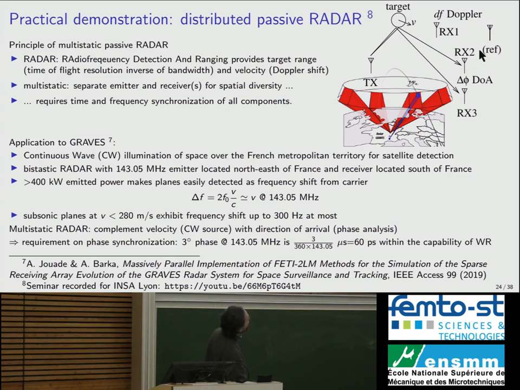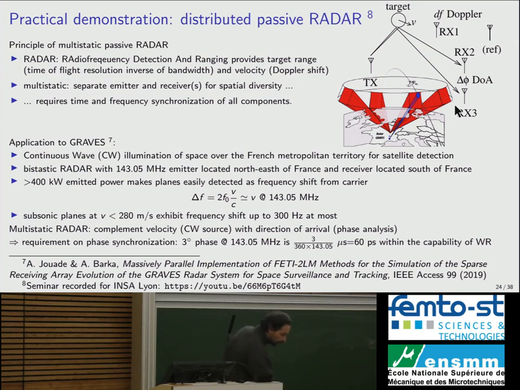And if you want to have direction of arrival on a continuous wave system, you need to have multiple antennas. If you want multiple antennas that are spatially separated and you want to synchronize them, you need something like White Rabbit. Because we're at 143 megahertz, that's an 8 nanosecond period. So if you want something like 3-degree angular resolution, you need about 60 picosecond timing accuracy, which is exactly what White Rabbit is giving you.